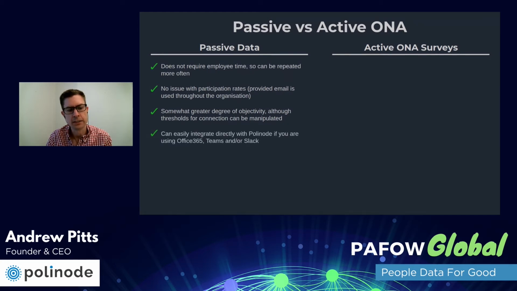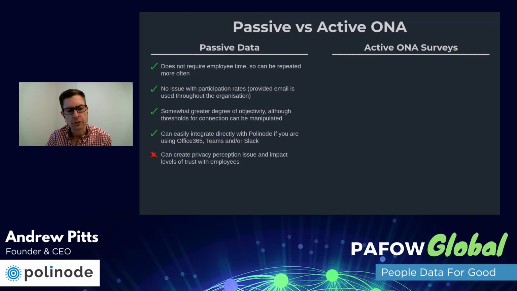You can easily integrate directly with Polinode, with Office 365 data, Teams data, Slack data. It's just a matter of clicking a few buttons. It's quite easy to get the data in. Historically, accessing the data has been quite a pain point for passive organizational network analysis, but it's certainly a lot easier with direct integrations.